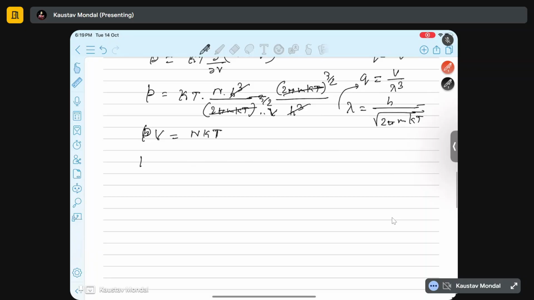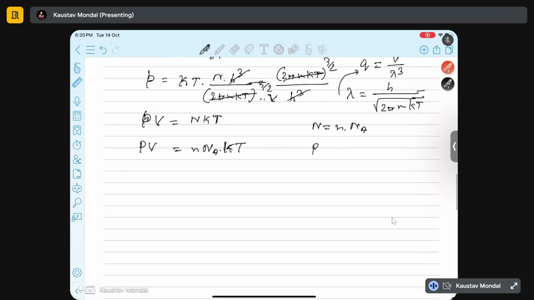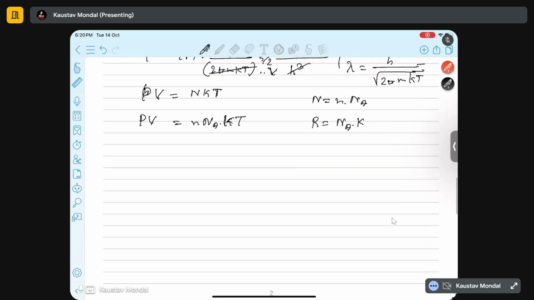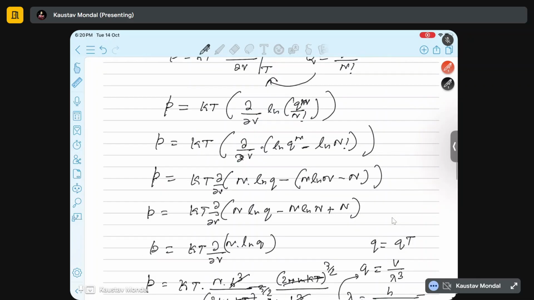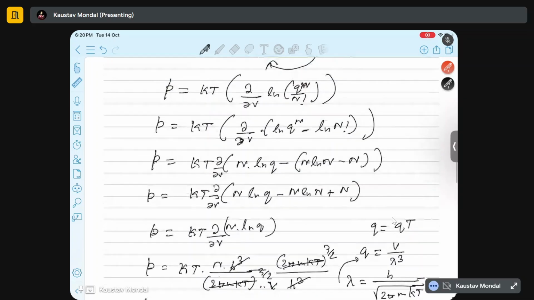Now here N, you can write it like this: number of moles n into the Avogadro number Na. So N equals n into Na into k. k here is the Boltzmann constant, right? We know the real gas constant R is equal to Na into k. So just substitute this here. So this gives you the infamous relation PV equal to nRT. Okay, so this is how it works.